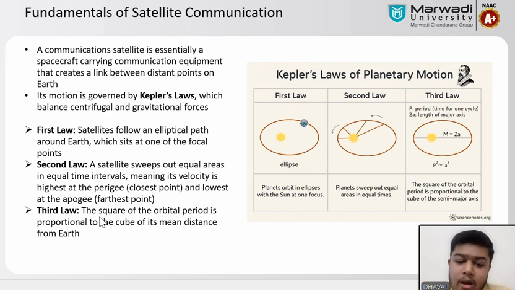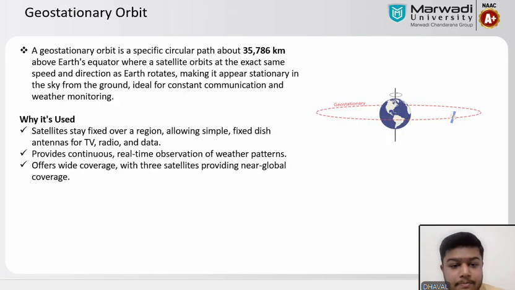The third law states the square of the orbital period is proportional to the cube of its mean distance from the Earth. These are Kepler's laws, which are very useful for us. The main thing, satellite communication, is essentially a spacecraft carrying communication equipment that creates a link between distant points on Earth. To apply this, we need to refer to these laws. So Kepler's laws are the foundation of satellite communication.